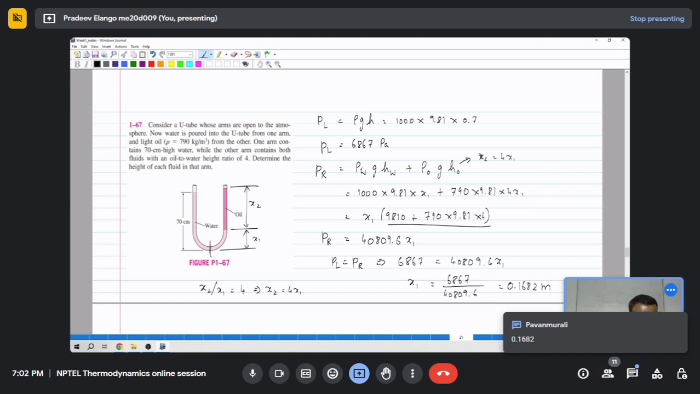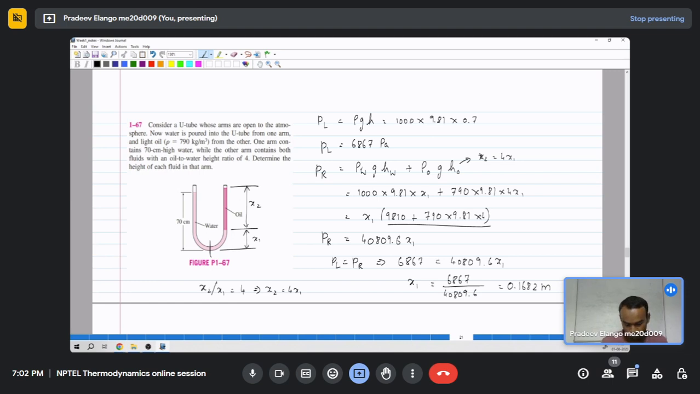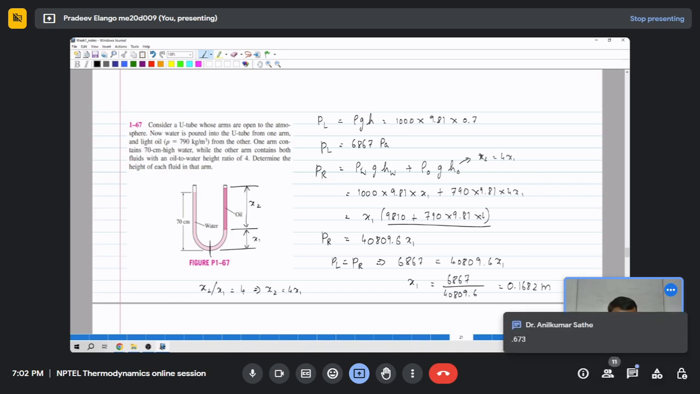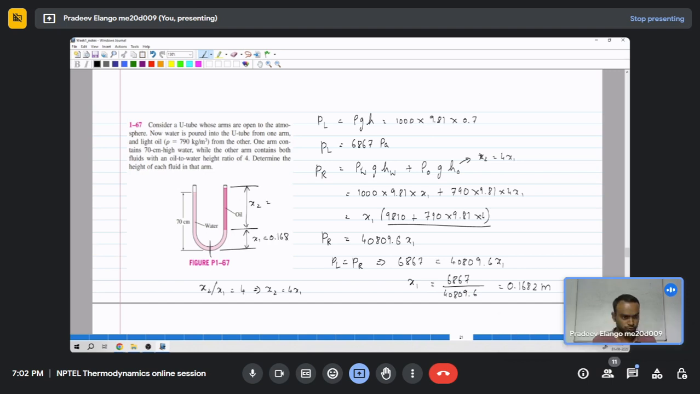0.168 meters. So this is the height of the water column, 0.168. And similarly, if you multiply into 4, you will get the other one, which is 0.67.